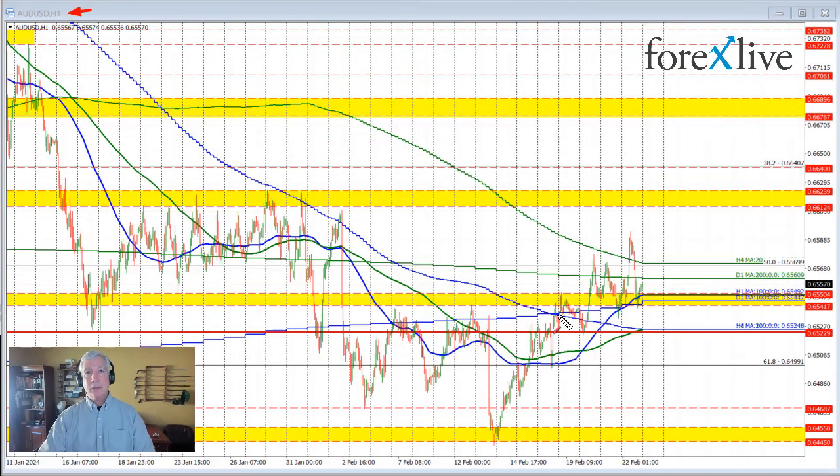This is a Forex quick look at the Aussie versus US dollar from a technical perspective, so let's get started. I'm looking at the hourly chart, and what we saw in trading yesterday was quite a volatile ride that sort of ended near unchanged levels.